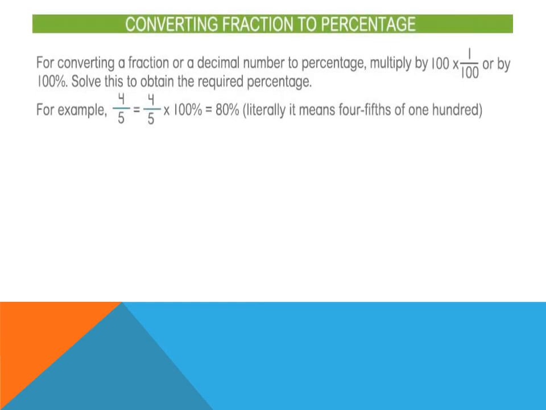Now converting fraction to percentage. For converting a fraction or a decimal number to percentage, multiply by 100 into 1 by 100, or you can also write multiply it by 100%. Solve this to obtain the required percentage. For example, 4 by 5 is equal to 4 by 5 into 100%, which will give you 80%. When you cancel out 5 and 100, you will get 20. 20 into 4 is 80. So 4 by 5, if converted to percentage, will give you 80%. Literally, it means 4/5 of 100.